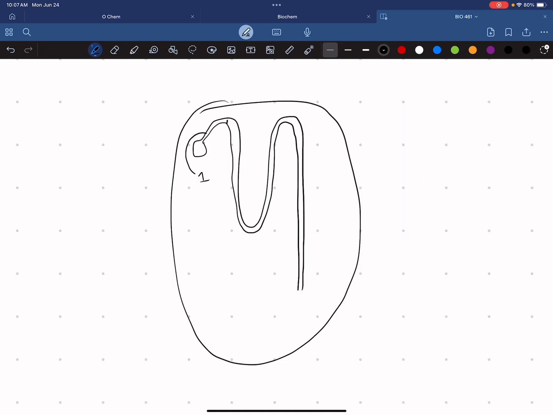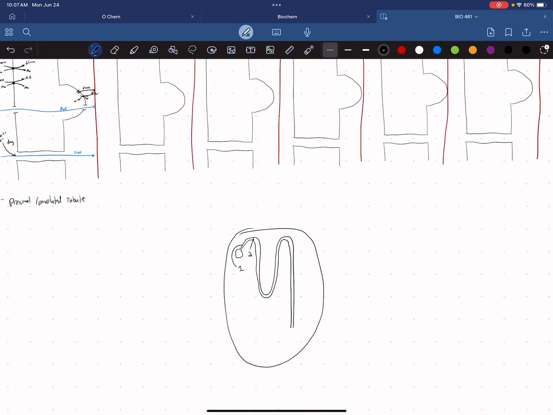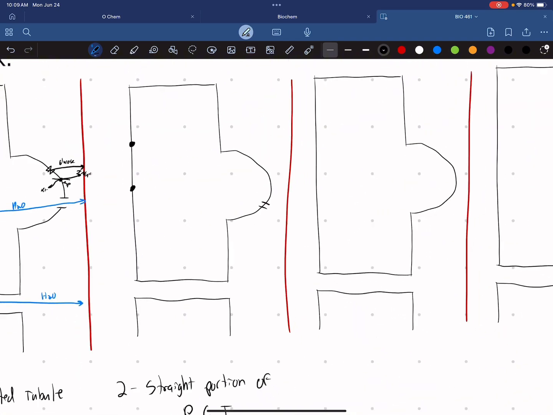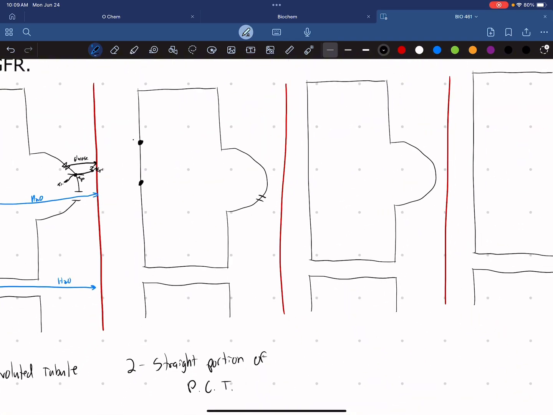So now going back to our drawing of the nephron here in this straight section, we're going to have our second cell. This is going to be the straight portion of the proximal convoluted tubule. So in this section, we have 2 different interesting transporters that are antiport. We have a chlorine and H+ transporter, and we also have a sodium and anion transporter.